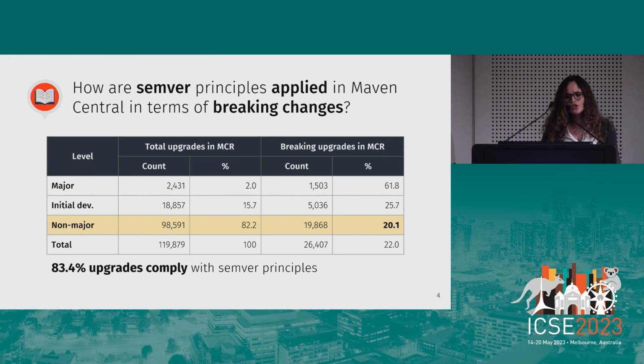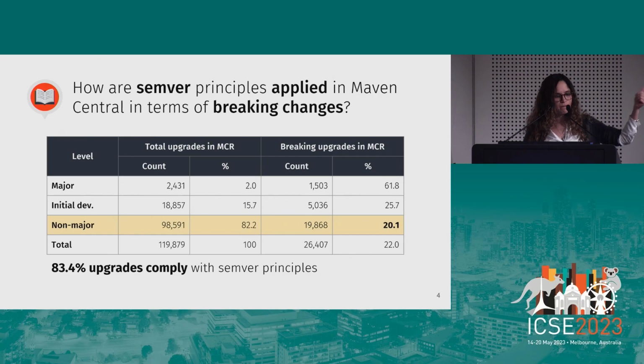So the first question we wanted to address was, how are semantic versioning principles applied in Maven Central in terms of breaking changes? And when I'm talking about semantic versioning principles, here I'm mostly focusing on the use of the major number as an indicator of the introduction of breaking changes. So here you have numbers representing the upgrades that we studied. And an upgrade is just a tuple: first version, second version.